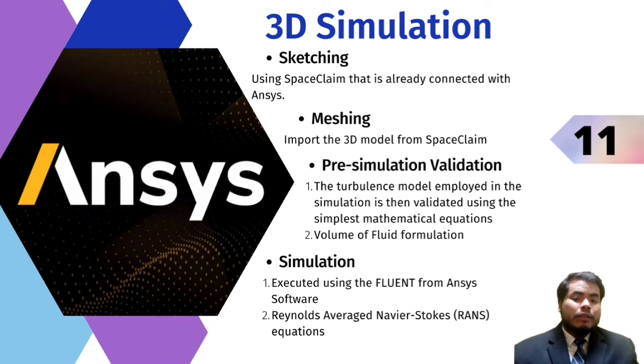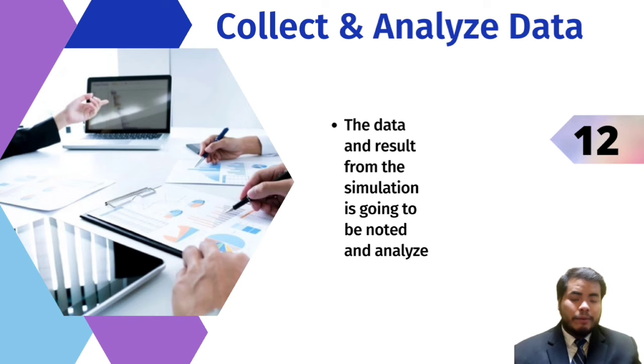Okay. For the fourth part of the 3D simulation, we will execute it using the Fluent software from ANSYS, and the simulation of the turbulent fluid flow is accomplished by use of the Reynolds-averaged Navier-Stokes equations. Next, we have the collect and analyze data part. The data and results from the simulation are going to be noted and analyzed.